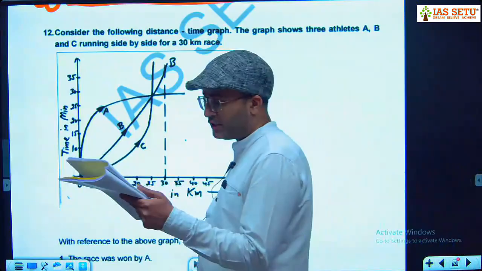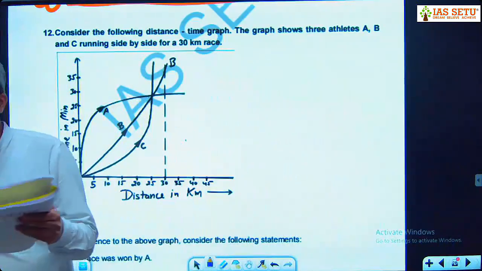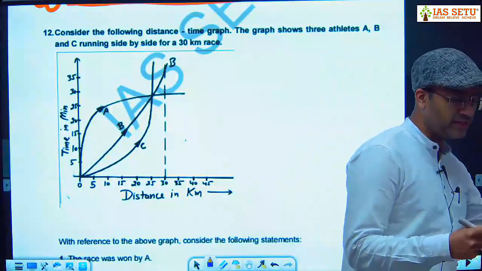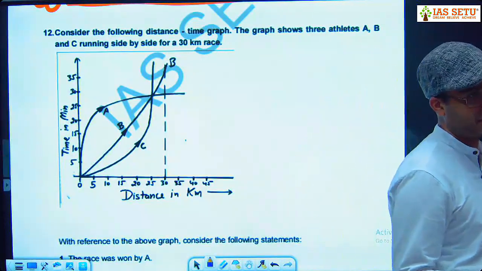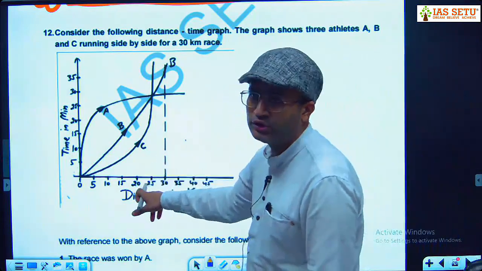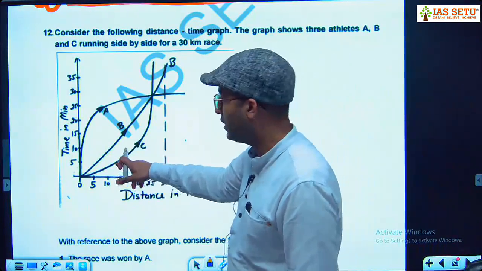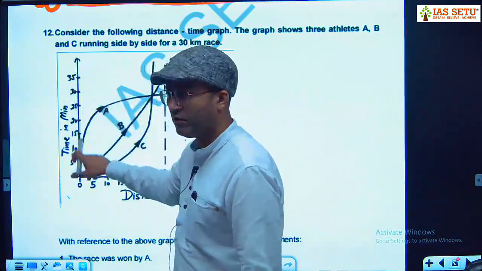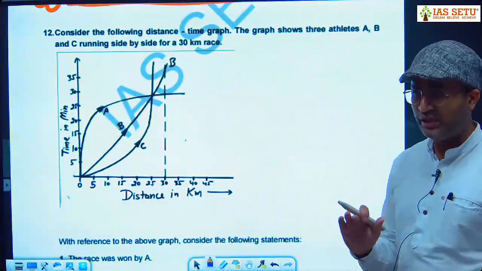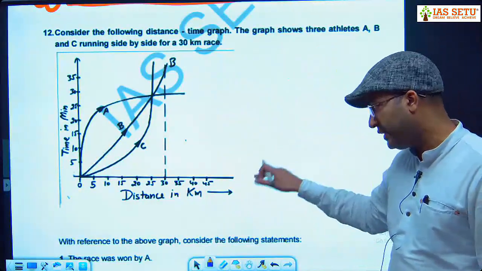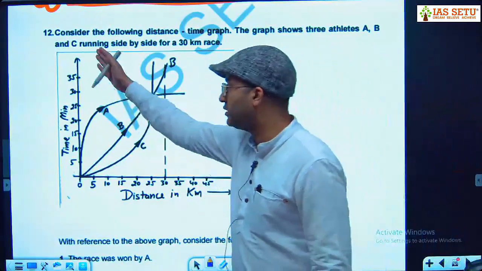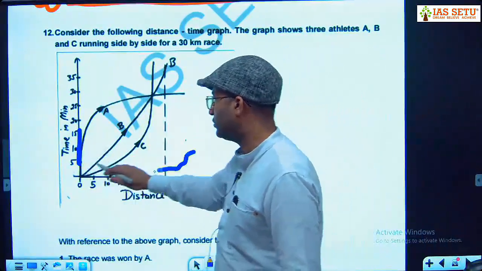Consider the following distance time graph. Graph shows three athletes A, B, C running side by side for a 30 kilometer race. Three athletes are running a 30 kilometer race. This is the question where UPSC used their mind. They have taken time on y-axis, distance on x-axis. So be careful. It was the same in the paper. In the paper they have taken time on this axis, distance on this axis.